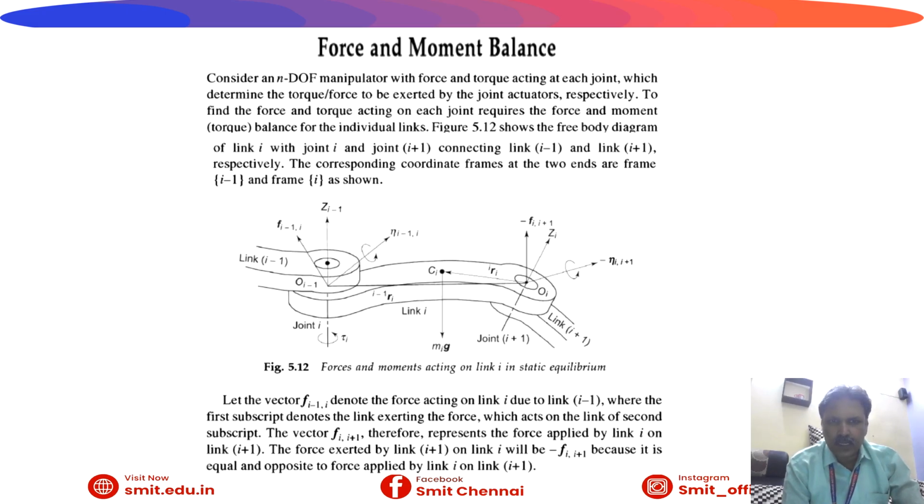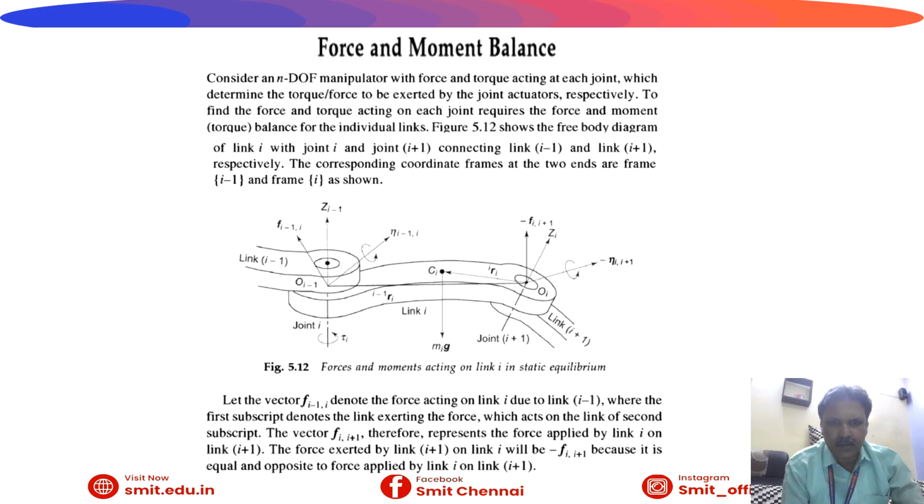Consider an n degrees of freedom, that is DOF, manipulator with the torque and force acting at each joint, to determine the torque and force to be exerted by the actuators. To find the force and torque acting on each joint requires the force and moment balance for the individual links. That is link i with joint i, and joint i plus 1. Joint i plus 1 is the last part of the link, that is the right hand side.